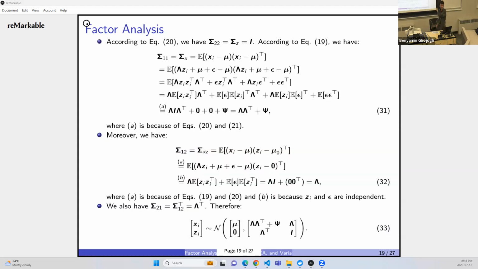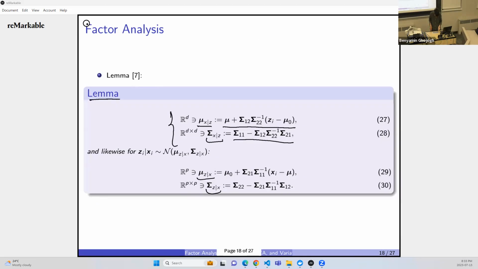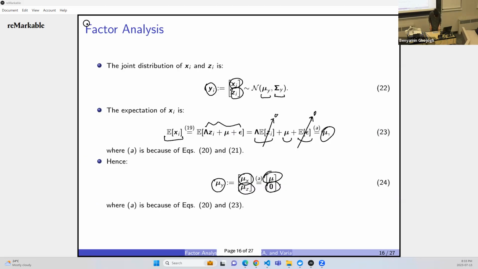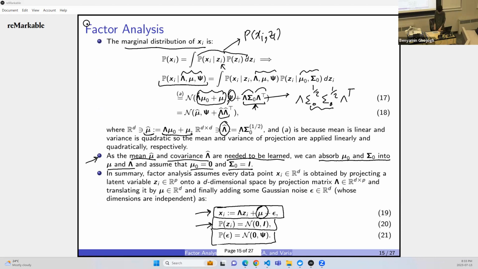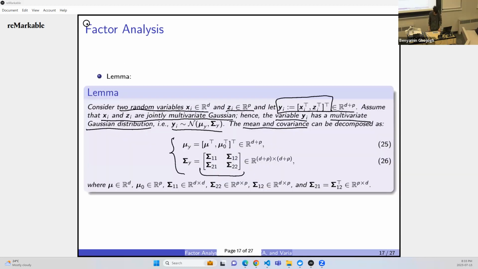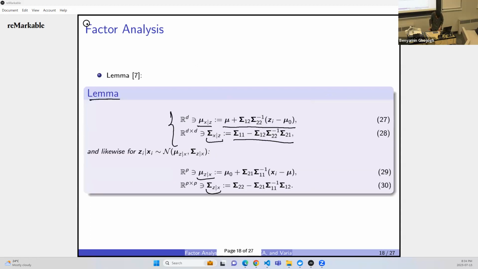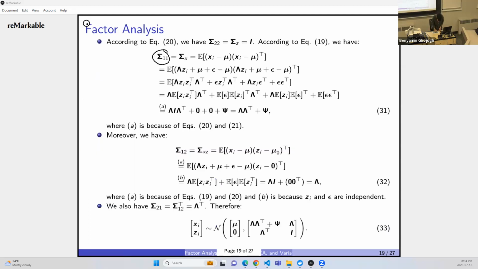Now we are going to use those formulas in the lemmas. According to equation 20, what was equation 20? We know that P of Zi is a standard normal distribution, the latent factor. Therefore, sigma 2,2, which is sigma Z, is I. Do you understand?